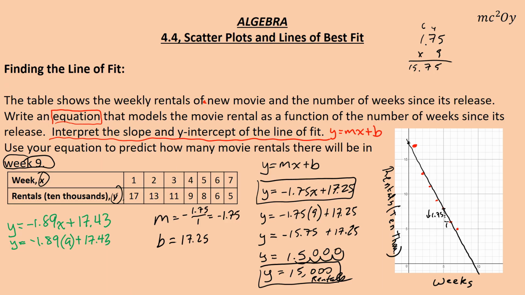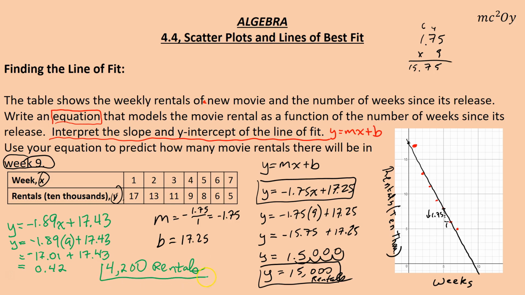Switch back. So that's going to say negative 17.01 plus 17.43, which means my actual value here would be 0.42. That would be what y equals. Now that's times 10,000. So when I multiply that times 10,000, that is actually 4,200 rentals.